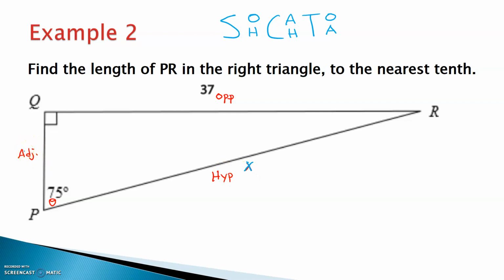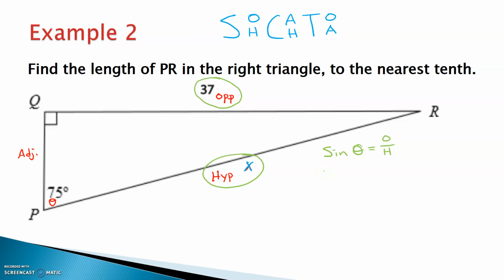Okay, now again, ask ourselves, what do we have? I have that the opposite's 37. What am I trying to find? The hypotenuse, which is in this case X. So what uses opposite and hypotenuse? Well, opposite and hypotenuse, again, that's going to be sine. Sine of theta is equal to opposite over hypotenuse.